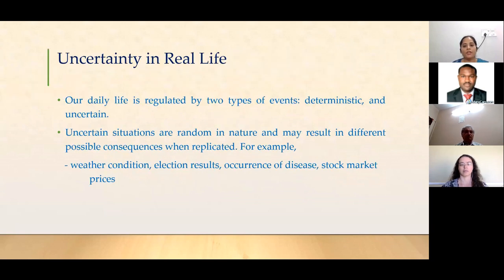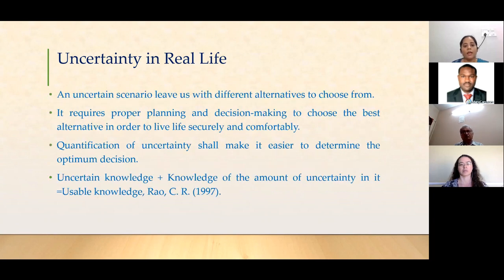Our daily life is managed by two types of events, deterministic and uncertain. Deterministic events are fixed, they're bound to happen, and we cannot avoid them. Uncertain situations are random in nature, and they may result in different possible consequences when replicated. For example, weather conditions, election results, occurrence of disease, stock market prices, these are all random in nature. Thus, an uncertain scenario leaves us with different alternatives to choose from. It requires proper planning and decision making to choose the best alternative in order to live life securely and comfortably.